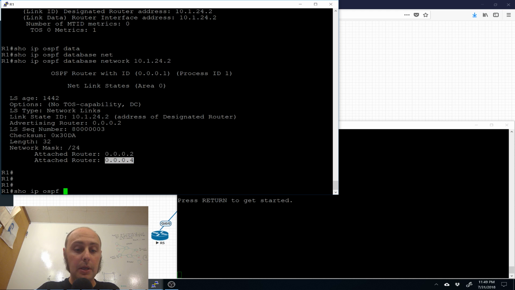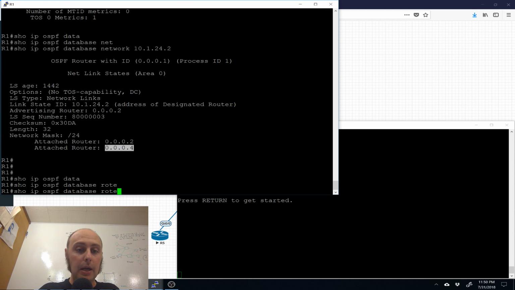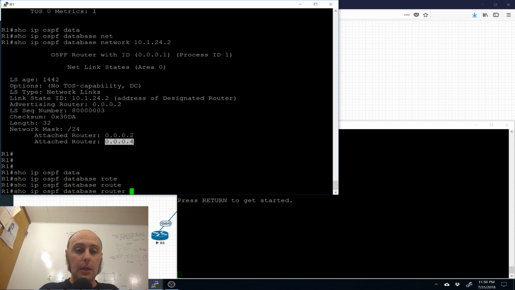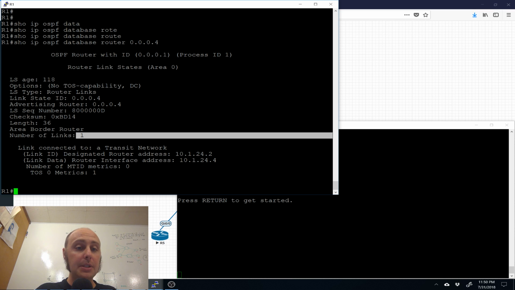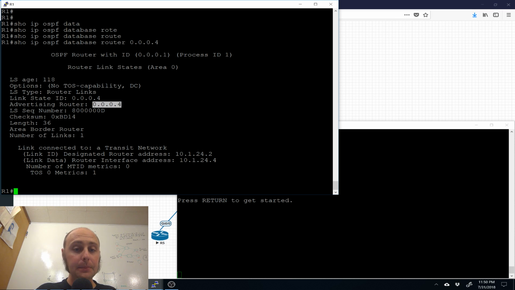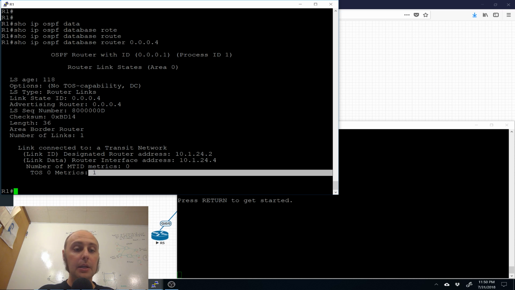Show IP OSPF database router LSA, hit it, and we can see here in area 0 that we only have 1 link in area 0. This is our router ID. Here's our IP address for our interface, and router 2 is the DR on that link. So we can go ahead and fill in our IP address. The link cost from router 4's perspective for that shared link is 1.